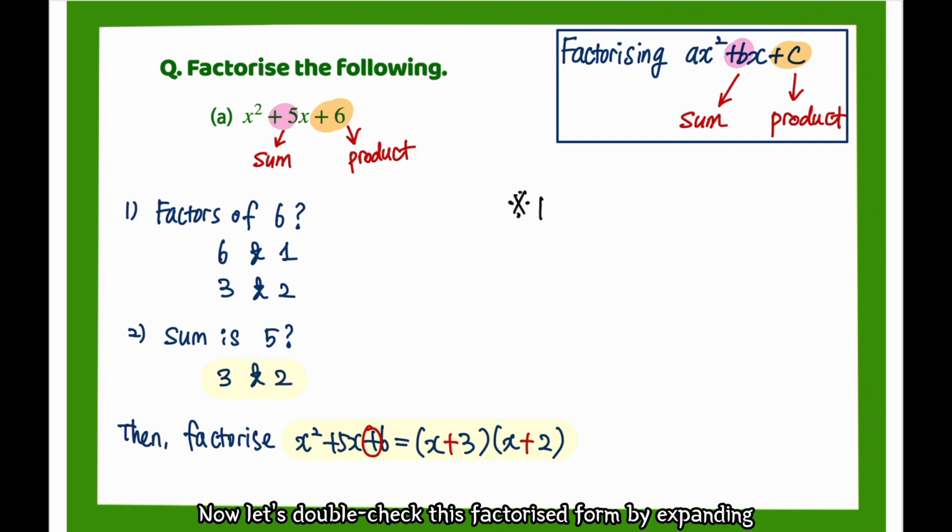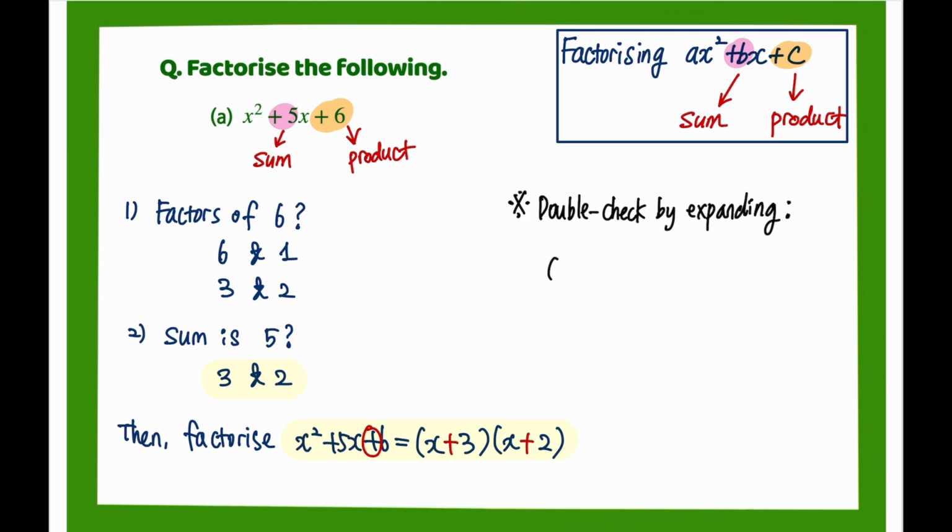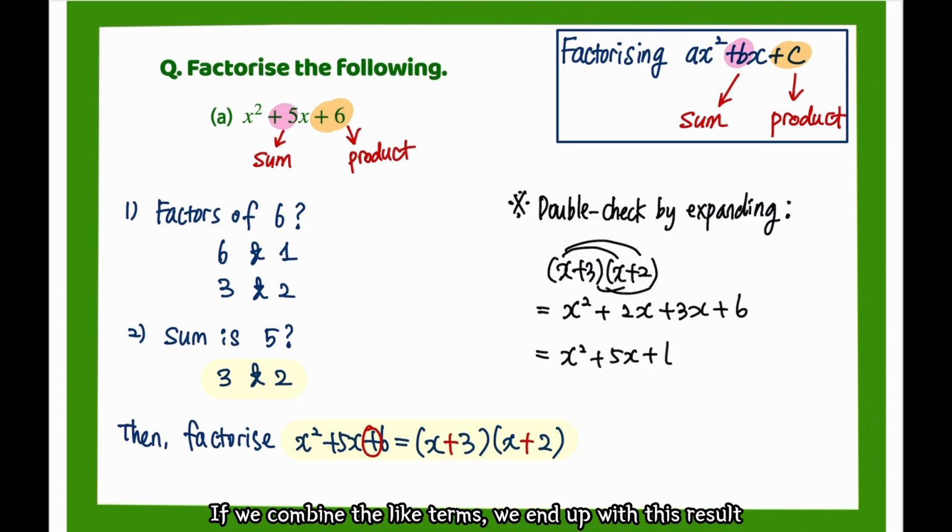Now let's double check this factorized form by expanding. x plus 3, bracket x plus 2. If we expand it, x times x is x squared, and then 2 times x is 2x, 3 times x is 3x, and then 3 times 2 is 6. If we combine the like terms, we end up with this result.